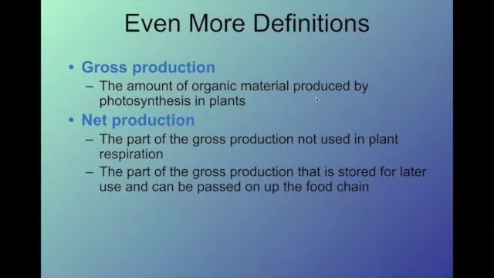Gross production is the amount of organic material produced by photosynthesis in plants. Net production is the amount of gross production not used in plant respiration. All right, so think about it this way. Gross production is everything the plant makes for photosynthesis. Net is what's left over after the plant uses some.